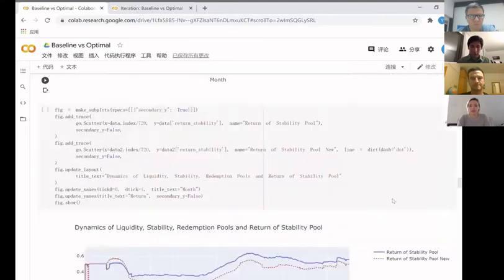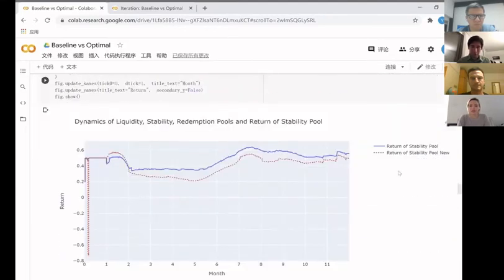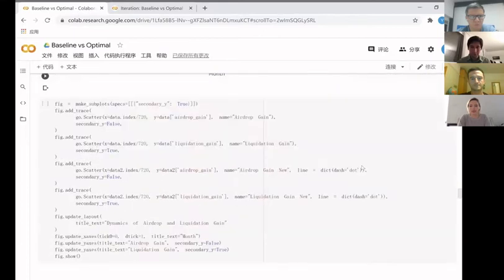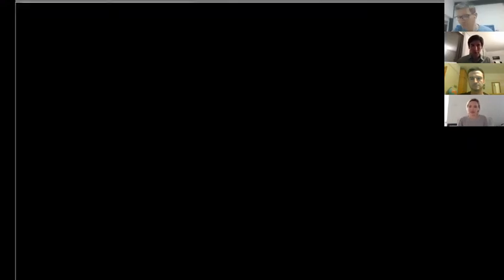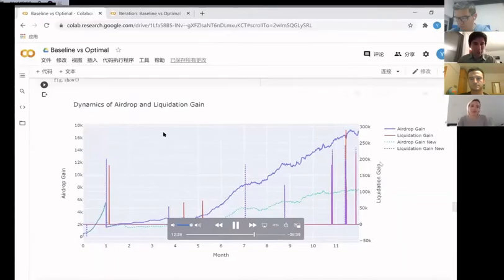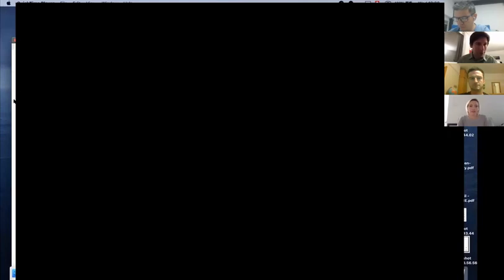And why do we have a lower stability pool in the second scenario? It is because the return is lower. Why is the return lower? We can decompose the return into two parts, the airdrop gain and the liquidation gain. Liquidation gains in the two scenarios are pretty similar, but I can clearly see the airdrop gains are pretty different. The airdrop gain in the second scenario is much lower.